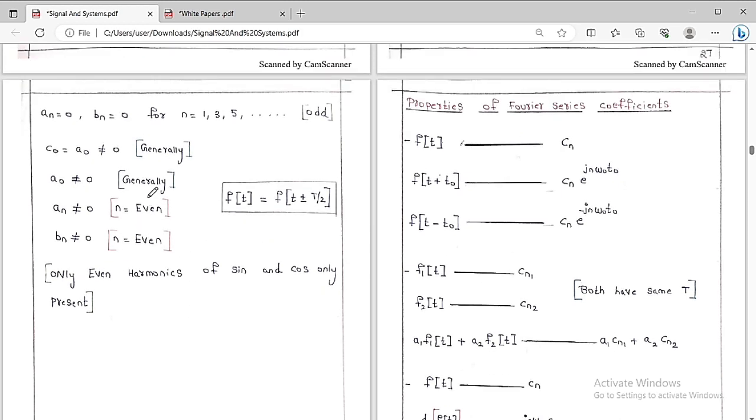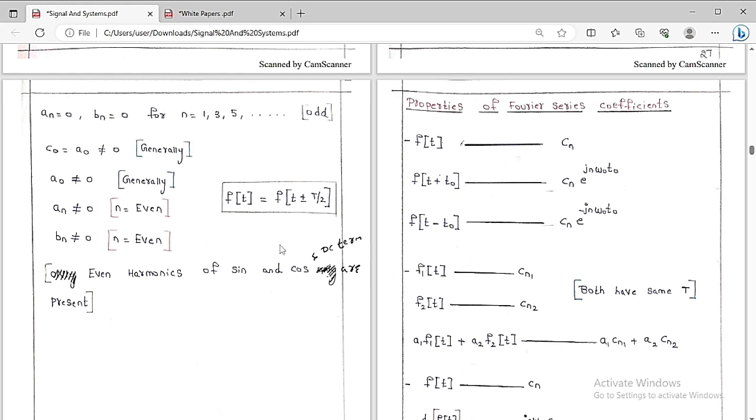So from this, what we can say finally is that the DC term is present, and only the even cos terms and even sin terms are going to be present. Only even arguments of sin and cos terms and the DC term are present. Even harmonics of sin and cos as well as a DC term are going to be present.